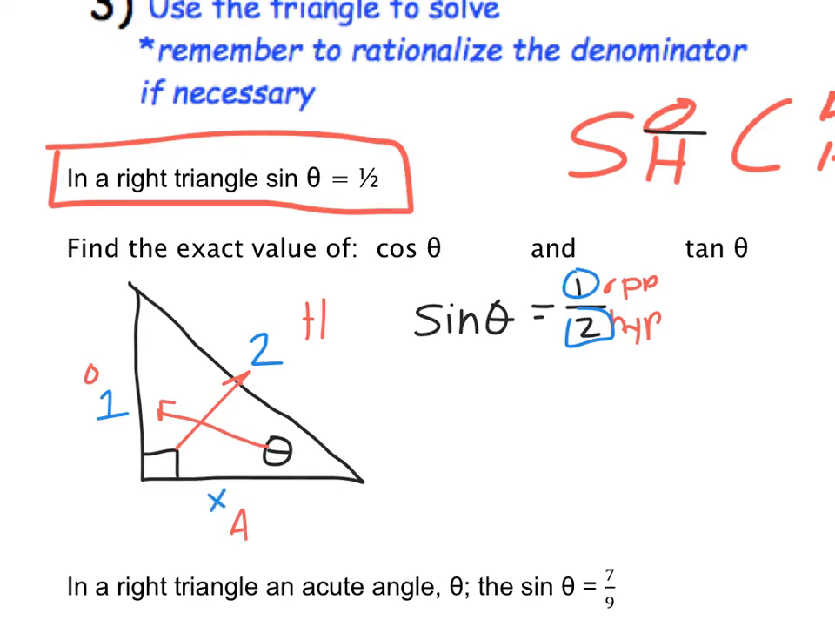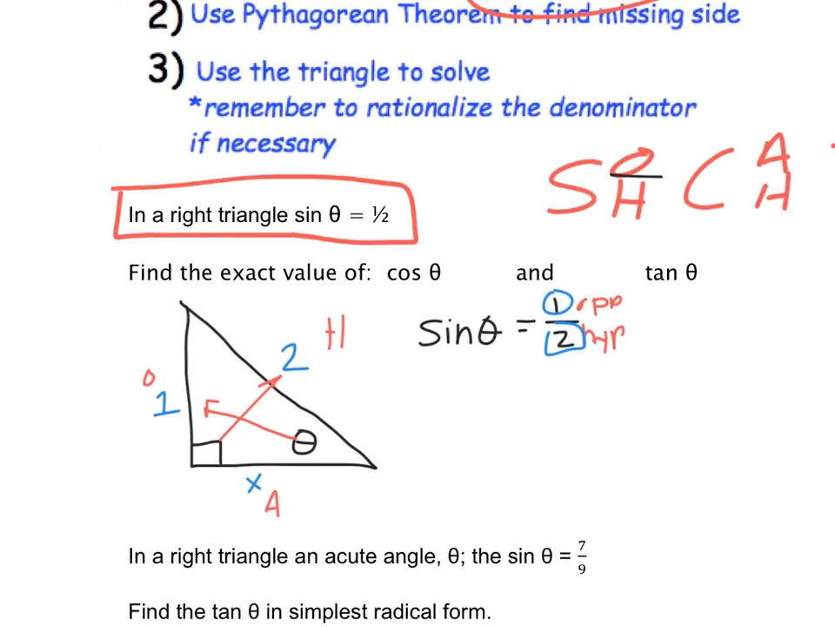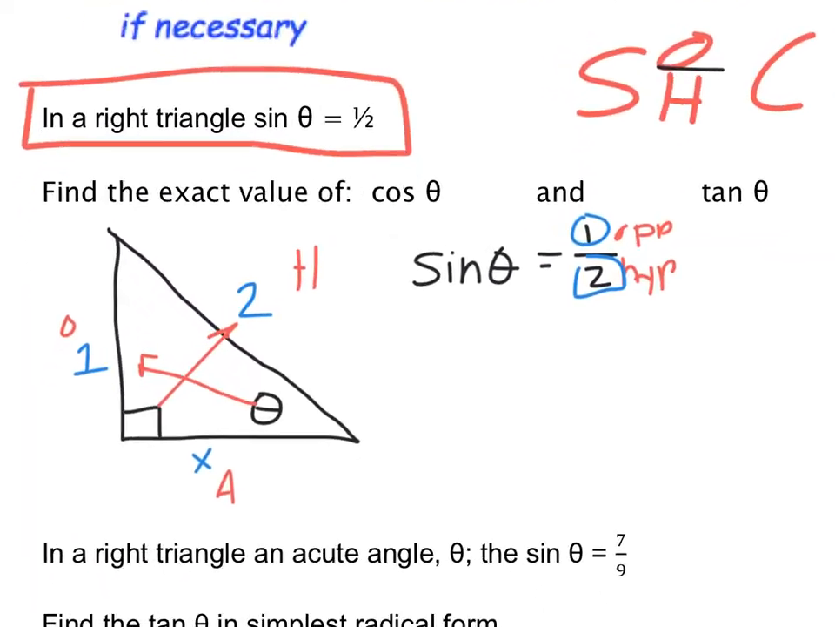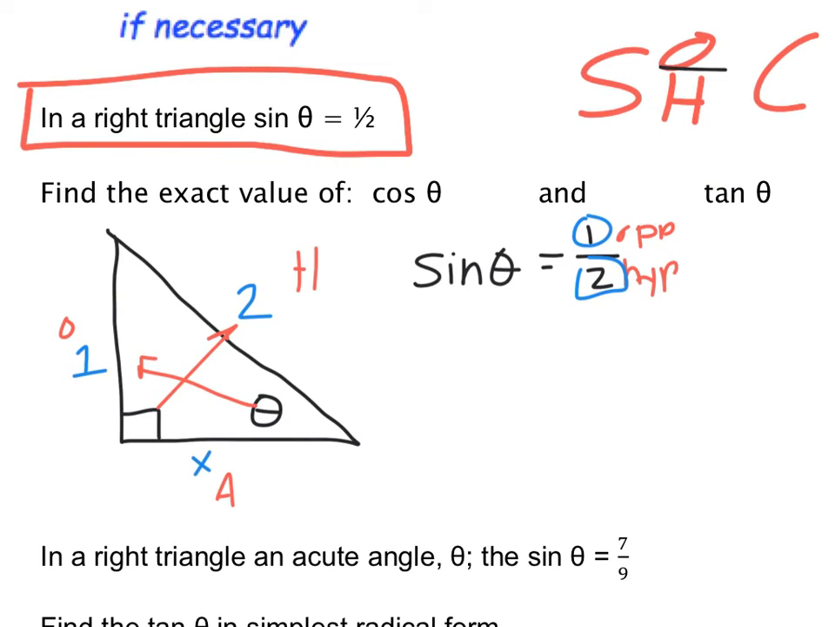Step 2 said use the Pythagorean theorem to find the missing side. I do 1 squared plus x squared equals 2 squared. 1 squared is 1, plus x squared equals 4. I get rid of that 1 by subtracting, so I get x squared equals 3. Take the square root of both sides, and then I get x equals radical 3.